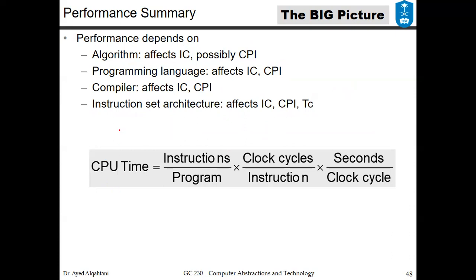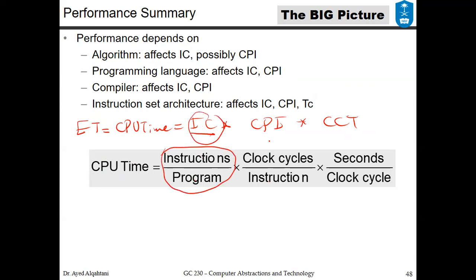Now, we know, and we mentioned before, that the execution time is the same as the CPU time. And we say that this is IC times CPI times CCT. We could rewrite the same thing this way. The instruction count is actually how many instructions per program. So this is the same as the instruction count. The CPI, by definition, is how many cycles per instruction, which is the clock cycles per instruction. So this one goes with this one. And the last part here is the clock cycle time, which is how many fractions of seconds per clock cycle. This is the clock cycle time.